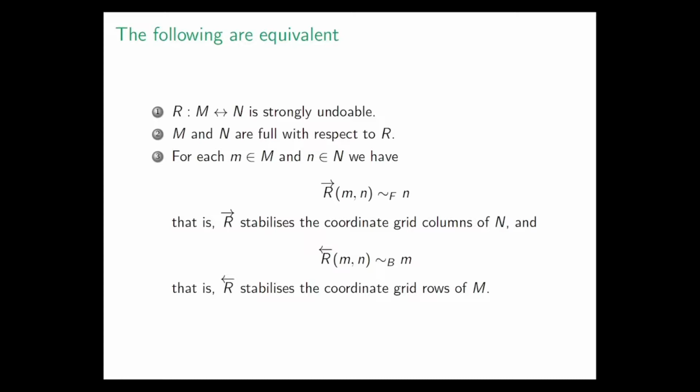In other words, r forward stabilizes the coordinate grid columns of n, and r backward stabilizes the coordinate grid rows of m. In other words, you don't get this apparently gratuitous change of column when you restore consistency, even though it was really the row that represented the consistency relevant information. So this is quite cute.